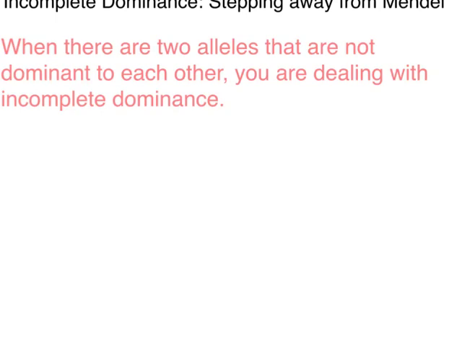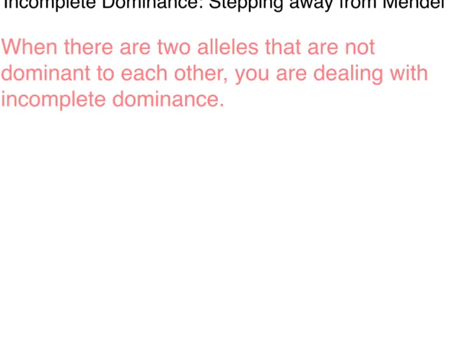Now, the effect of having two alleles that are not dominant to each other is that you always end up with a third phenotype. So think about Mendelian genetics. You have your dominant allele and your recessive allele. There are two possible phenotypes: you can either have the dominant phenotype or the recessive phenotype. With this situation, you still only have two alleles. However, you're going to end up with three possible phenotypes.